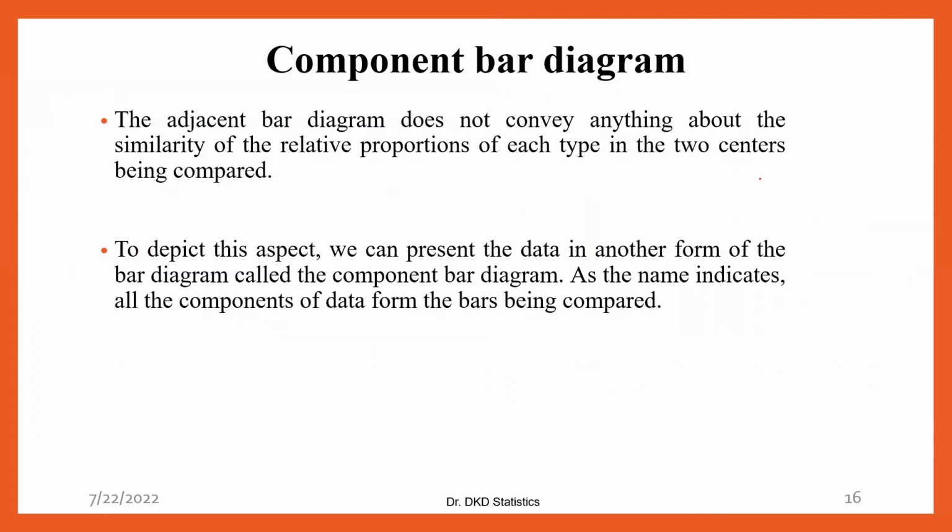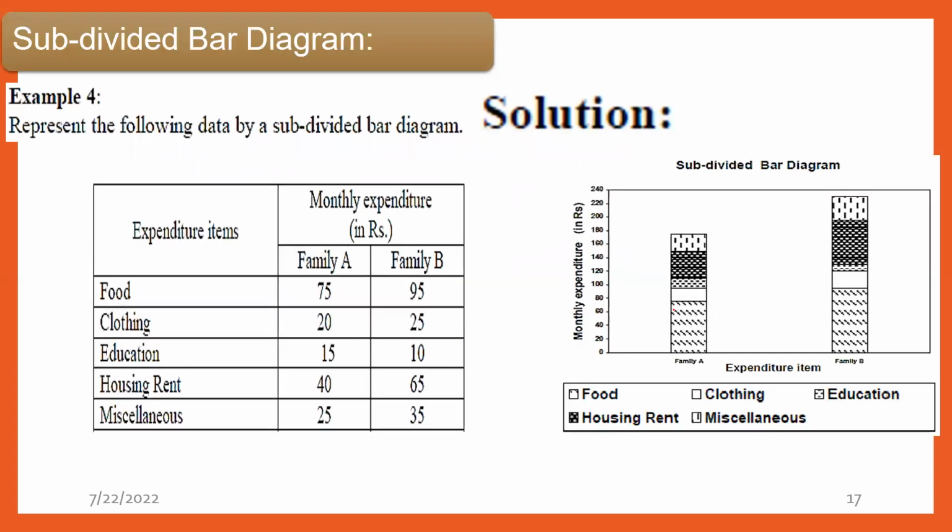Now the next point is the component bar diagram. The adjacent bar diagram does not convey anything about the similarity of the relative proportions of each type in the two centers being compared. To depict this aspect, we can represent the data in another form of bar diagram called the component bar diagram. As the name indicates, the component data form the bars being compared. So we can get more clarity with the help of an example here.